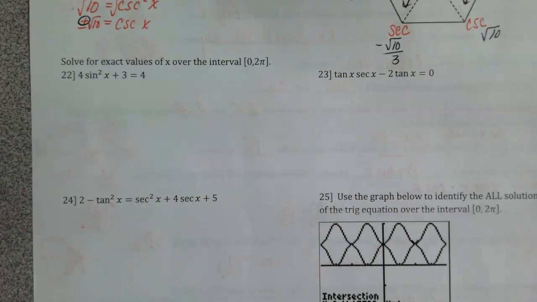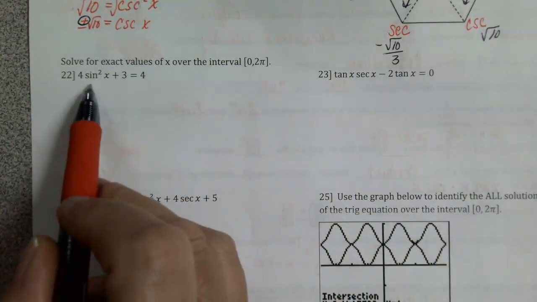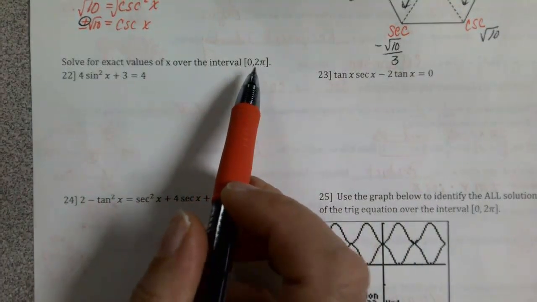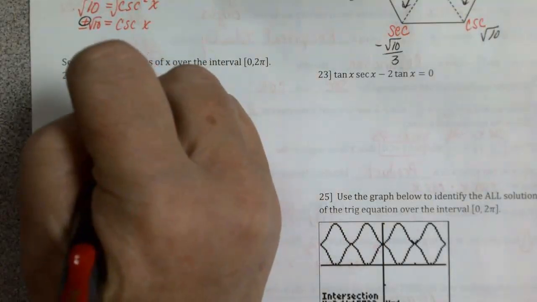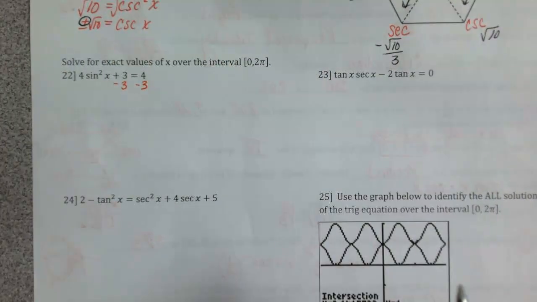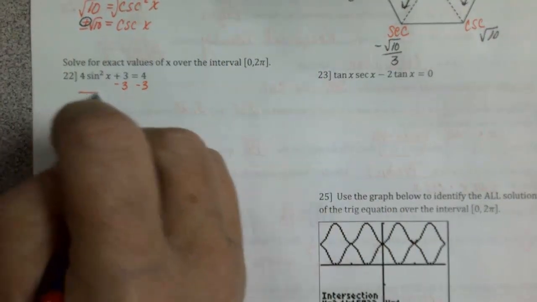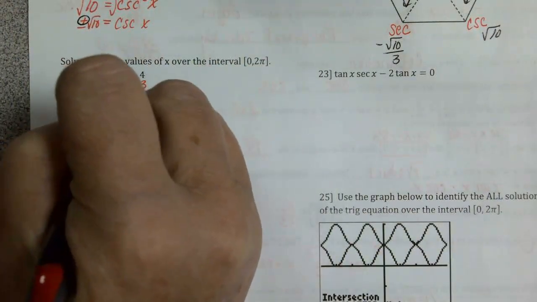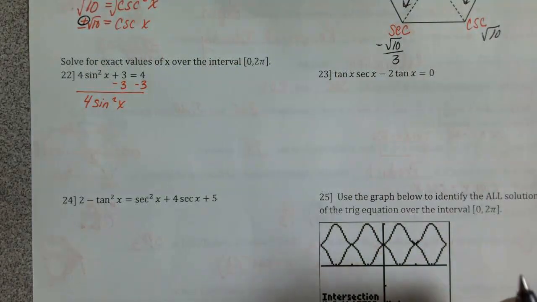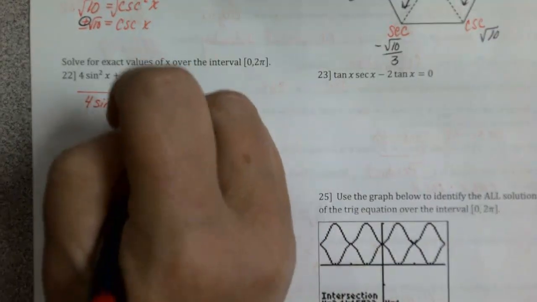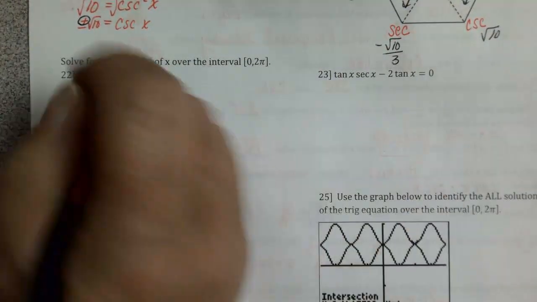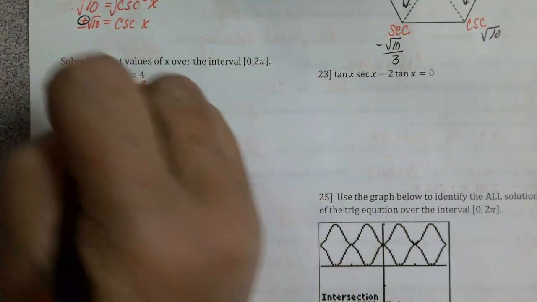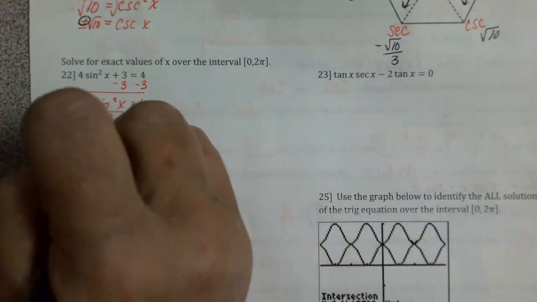In number 22, we want to solve this equation for exact values of x over the interval 0 to 2 pi. So we're going to start by subtracting 3 from both sides because we want to isolate that trig function on one side of the equal sign. So we have 4 sine squared x is equal to 4 minus 3, which is 1. And then we'll divide both sides by the coefficient 4.